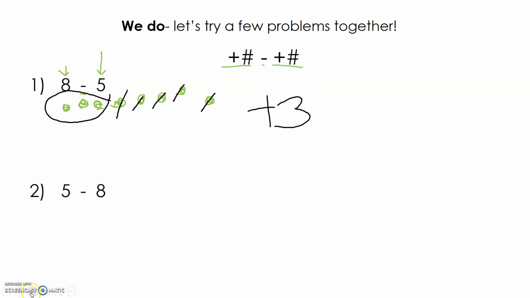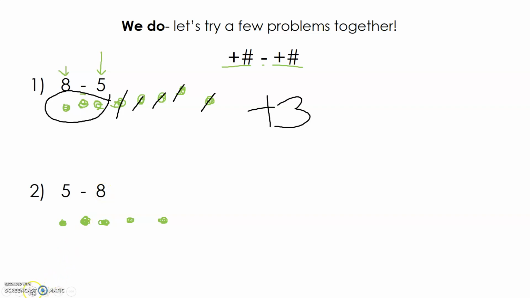All right, let's look at number 2. So number 1 was pretty straightforward. That's something that you guys all know. Number 2, we start with 5 green counters. And now we want to take away 8 green counters. However, here's the problem. We only have 5. So we need to add enough green counters to take away 8. So since I already have 5, I need to add 3 more green counters.